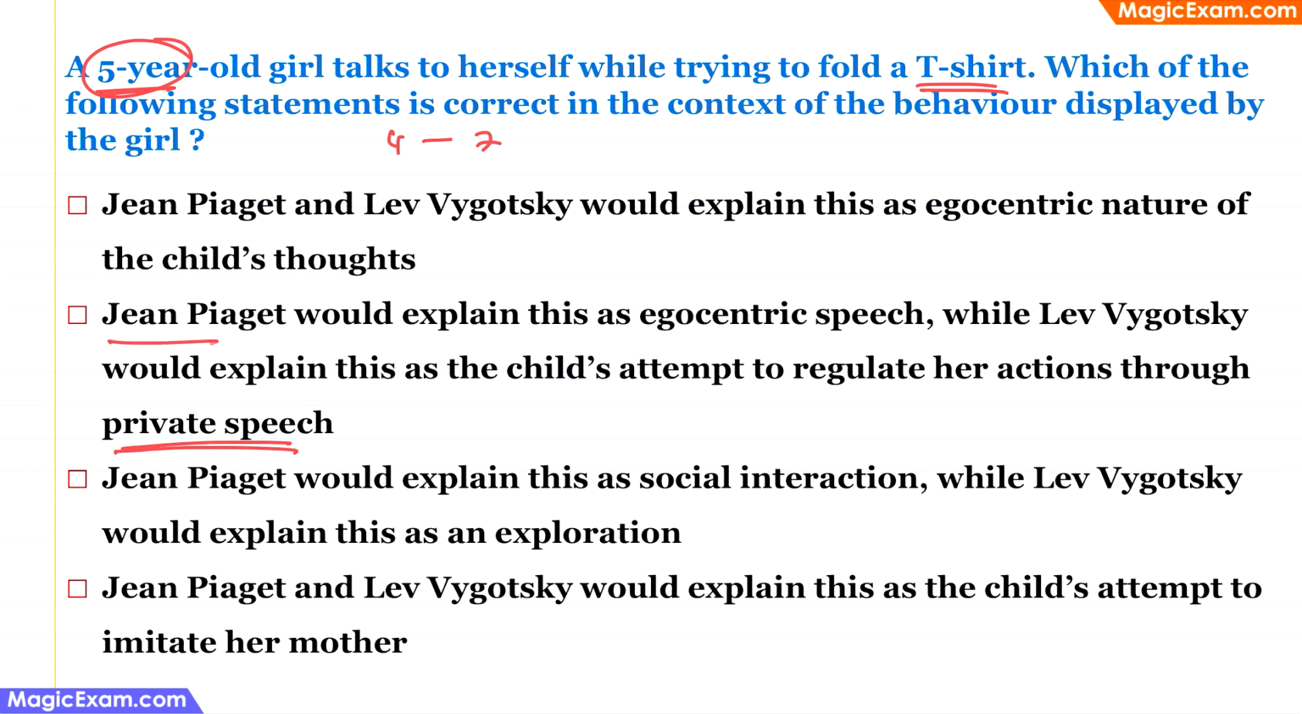Jean Piaget would explain this as egocentric speech, whereas Lev Vygotsky would explain this as a child's attempt to regulate her actions through private speech. Therefore, this has to be the correct answer.